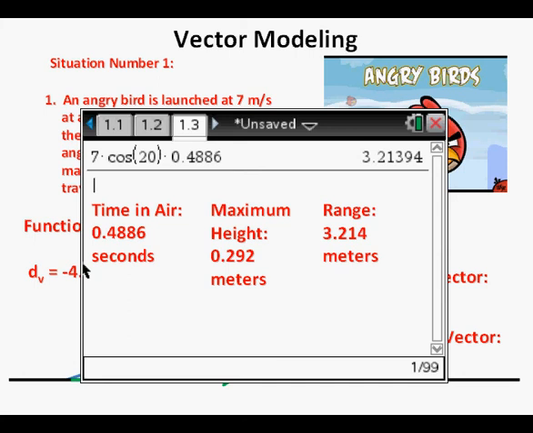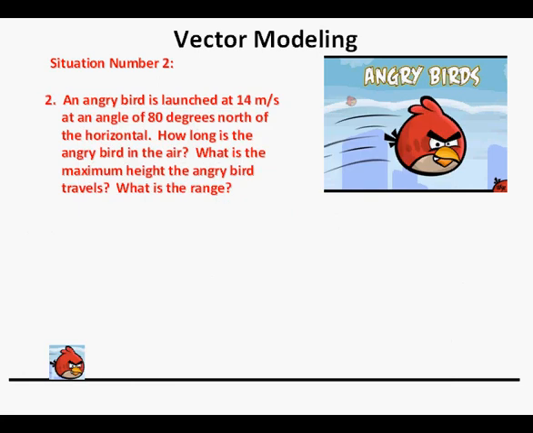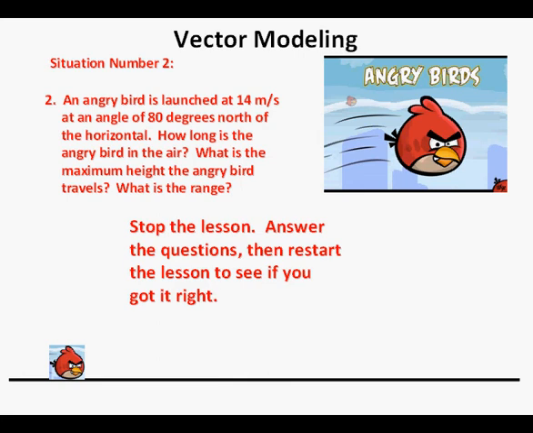3.214 meters. Now we'll get to situation number 2, another very similar problem, but with an initial launch velocity of 14 meters per second and an angle from horizontal of 80 degrees. I now invite the viewer to stop the video, then solve the situation, then restart to see if you got it right.